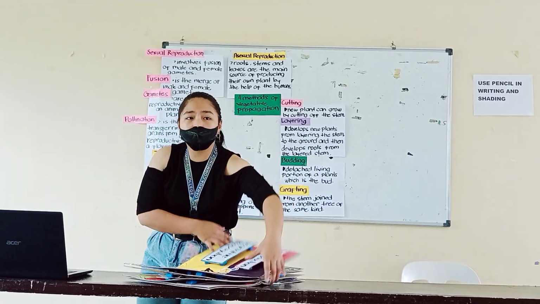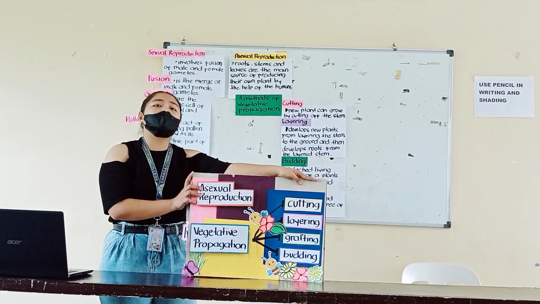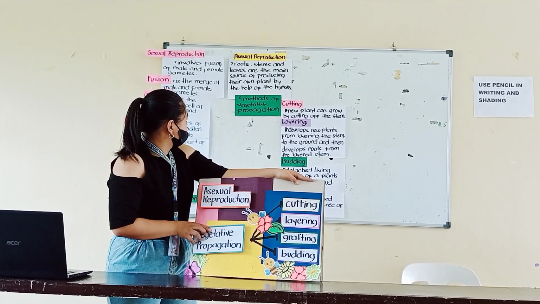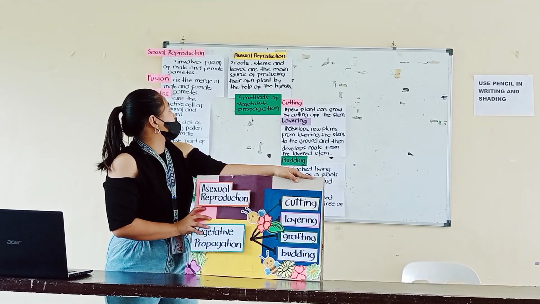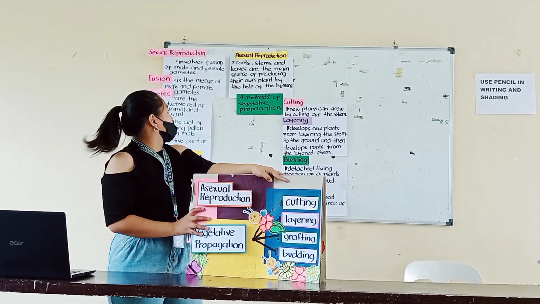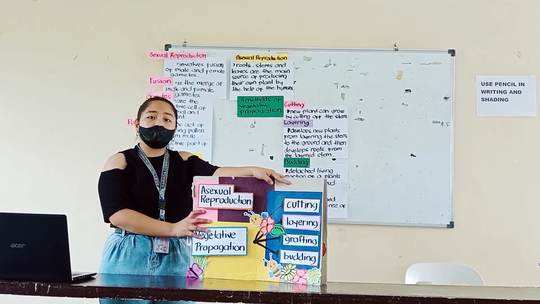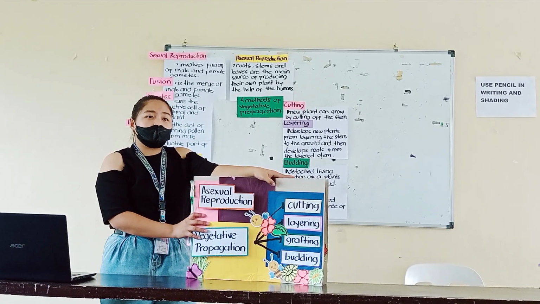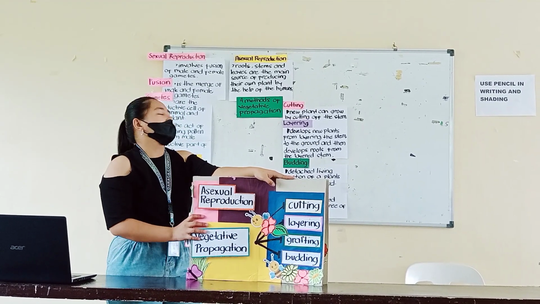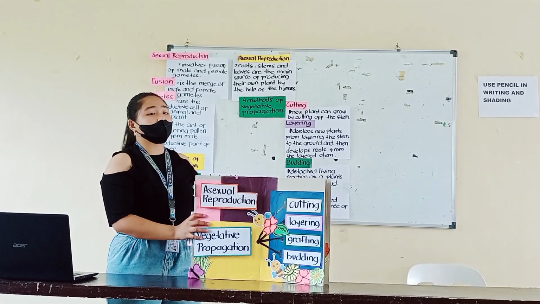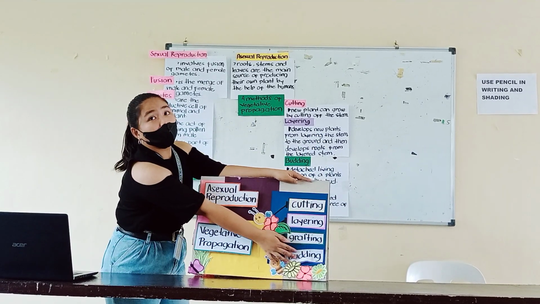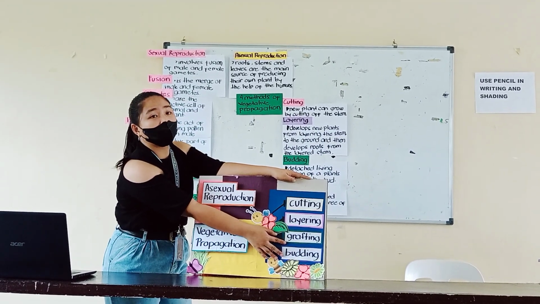Let's proceed to asexual reproduction, or vegetative propagation, which has four methods. In asexual reproduction, roots, stems, and leaves are the main source of producing a new plant, with the help of humans. When asexual reproduction happens, we help the plants reproduce their own kind. So, we have four methods of vegetative propagation. What are they, Miles? Cutting, layering, grafting, and budding.